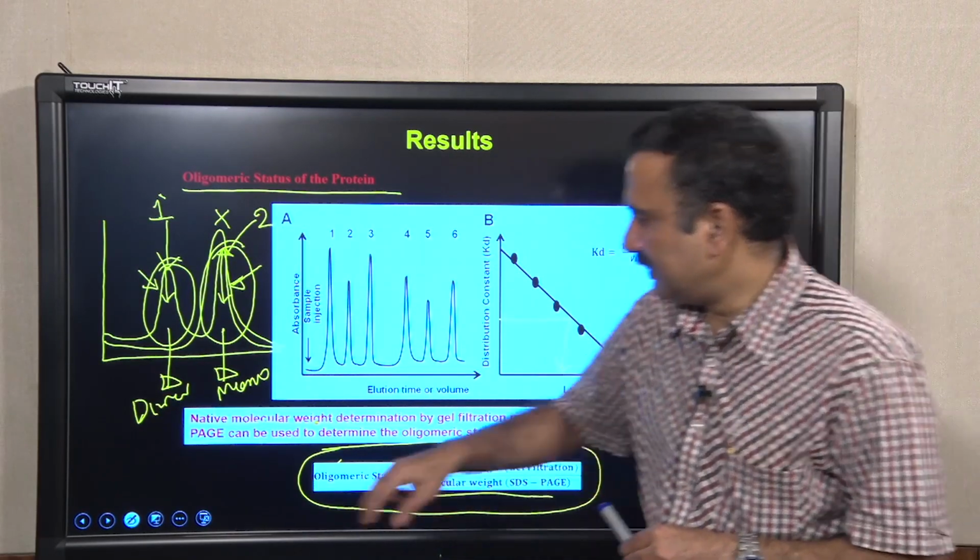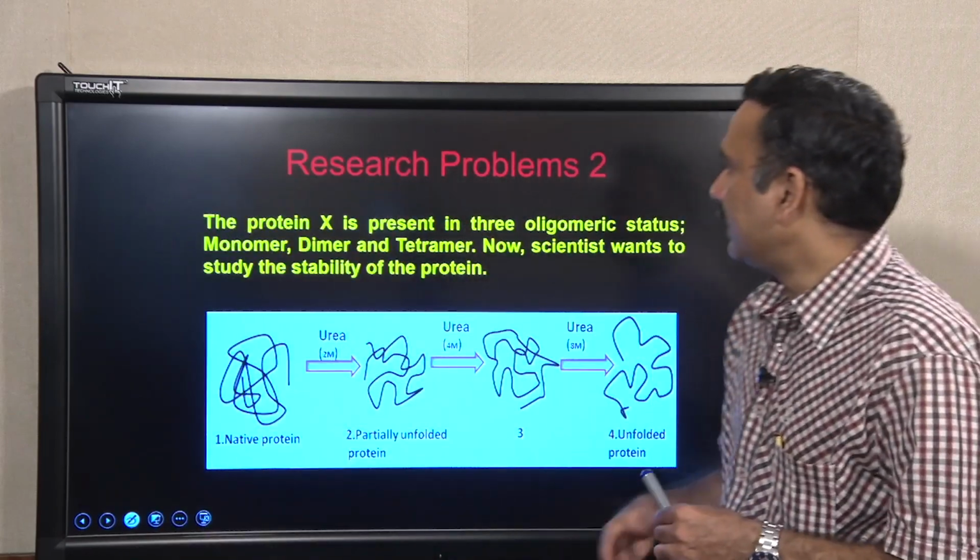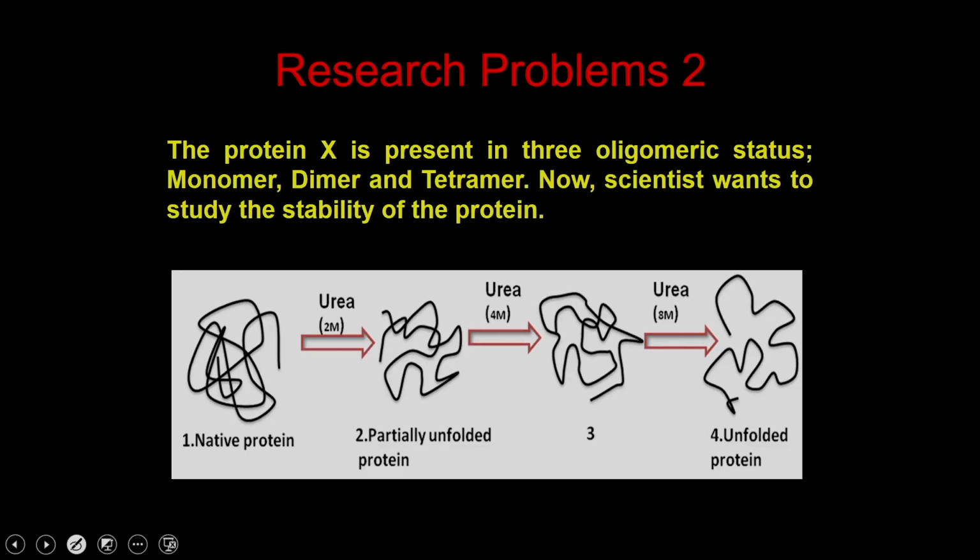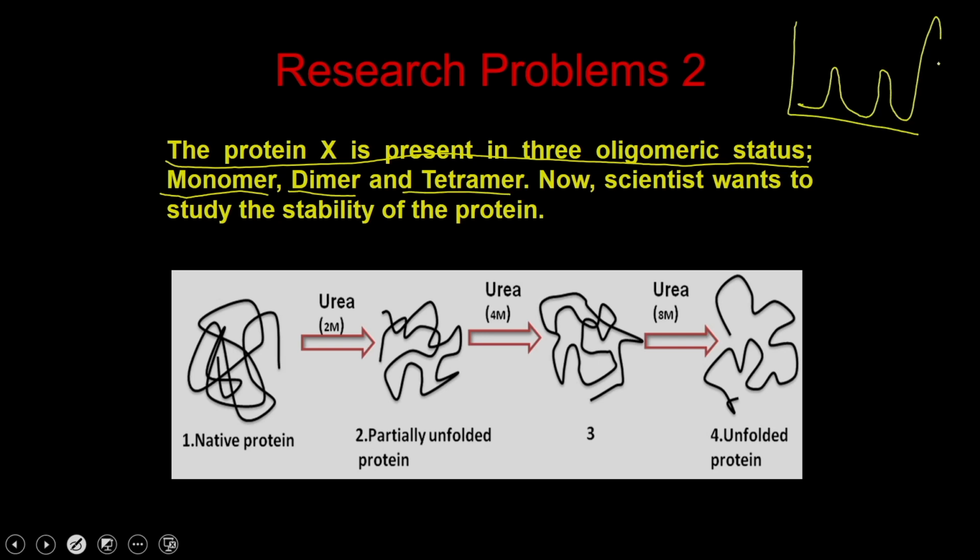Now, let us move on to the next problem, and the next problem is that the protein X is present in 3 oligomeric states. Here you already know that protein X is present as a monomer, dimer and tetramer, which means the protein is present in 3 oligomeric states. This is the tetramer, this is the dimer and this is the monomer.